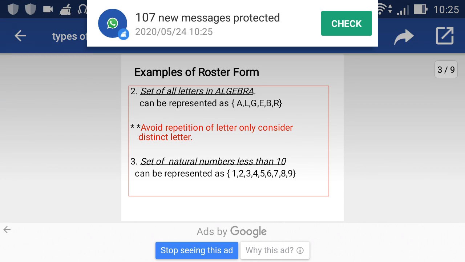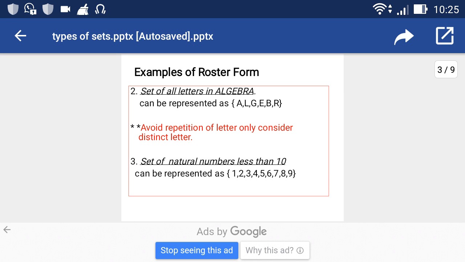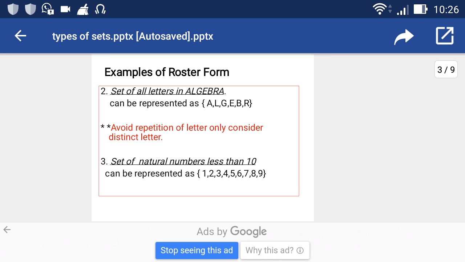Now let us take the set of natural numbers less than 10. You all know that natural numbers are positive integers, which do not contain 0 or decimal numbers. We want natural numbers less than 10, so 1 to 9 are the natural numbers. We have 1, 2, 3, 4, 5, 6, 7, 8, 9. All these elements are separated with commas and enclosed within curly braces.